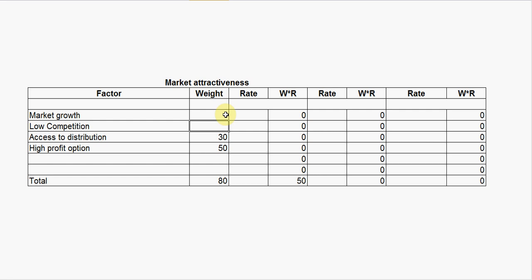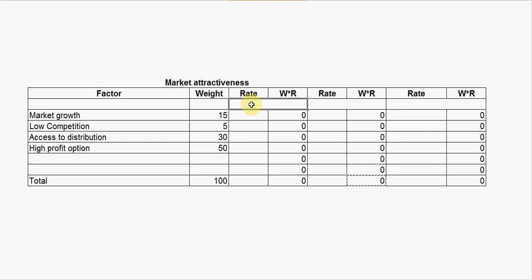We might say we want some market growth, and that's going to be fairly important. And probably the least important thing, a good organisation could say, well, it doesn't really matter if we've got lots of competitors. The main thing is that it adds up to 100. I'm doing this in Excel at the moment, which is why we've got our straight calculation down here of 100 points.